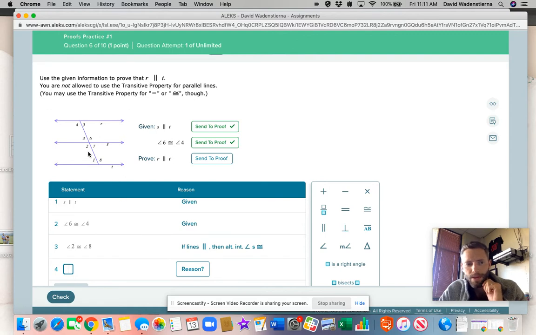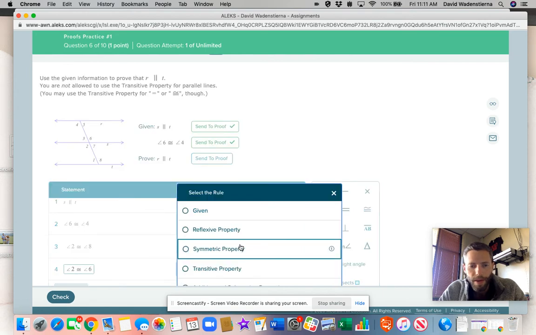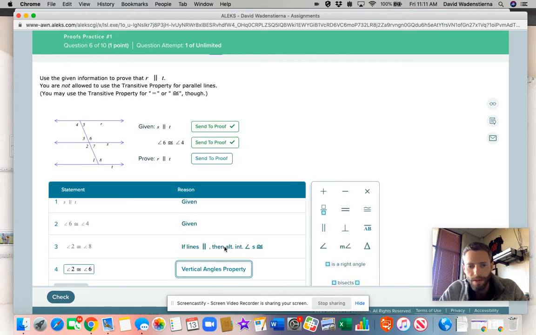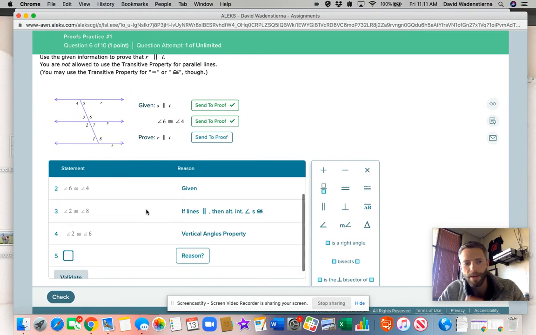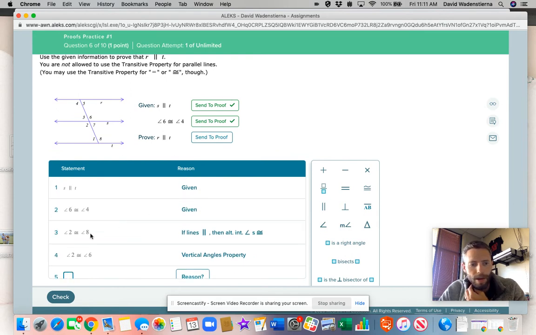Now I also know that 2 and 6 are vertical angles, so I'm going to say angle 2 is congruent to angle 6, and those are vertical angles. Let's validate that. Okay. So now using transitive property, I could say something about 8 and 6, couldn't I? Angle 6 is congruent to angle 8, and that's the transitive property of congruence.